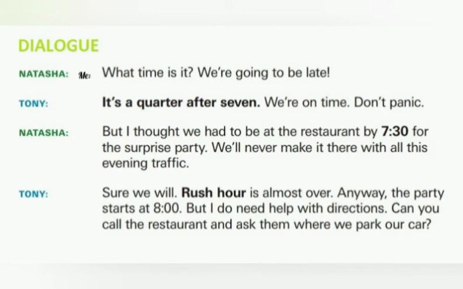What time is it? We're going to be late. But I thought we had to be at the restaurant by 7:30 for the surprise party. We'll never make it there with all this evening traffic.